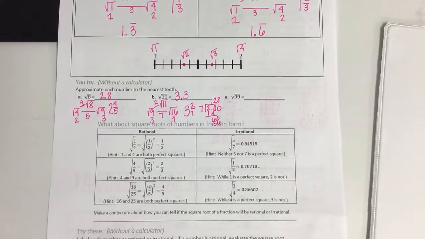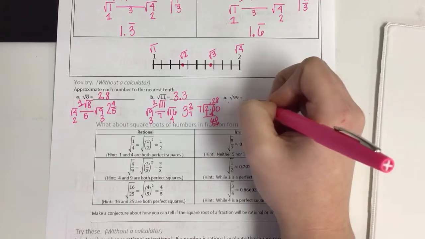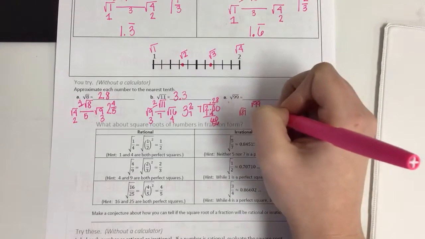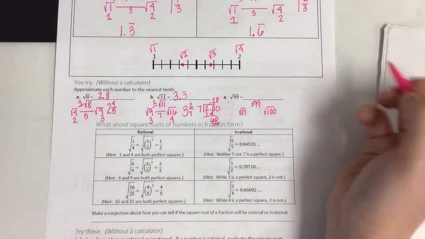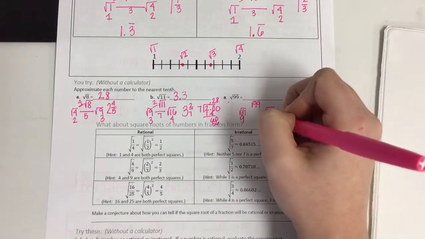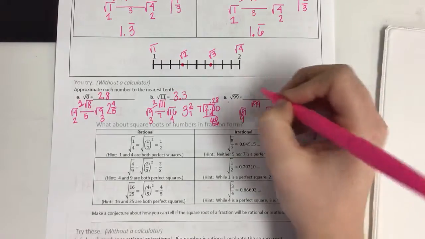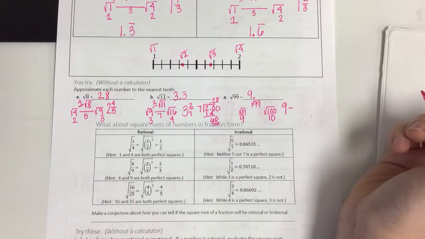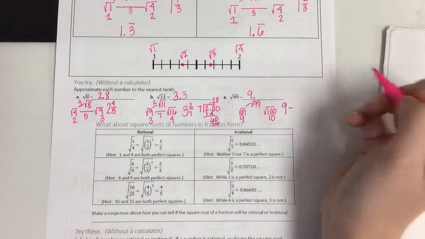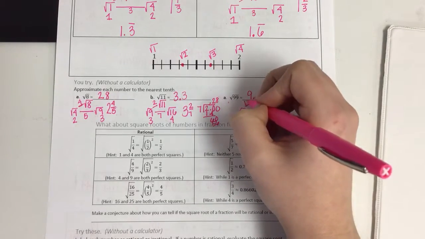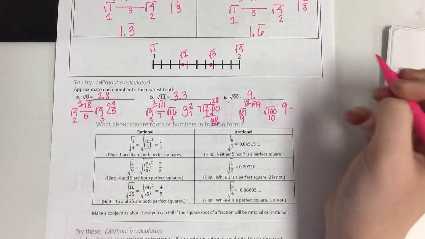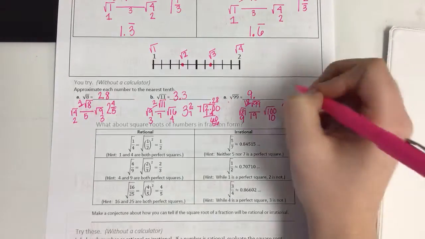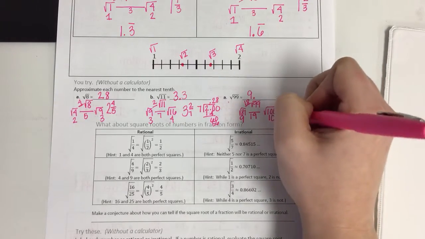My last one, the square root of 99, is in between the two perfect squares of 81 and 100. Square root of 81 is 9, and the square root of 100 is 10. So my answer is going to be 9 point something. My distance between 81 and 99 is 18, and my distance between 81 and 100 is 19. So my fraction is 18 over 19.